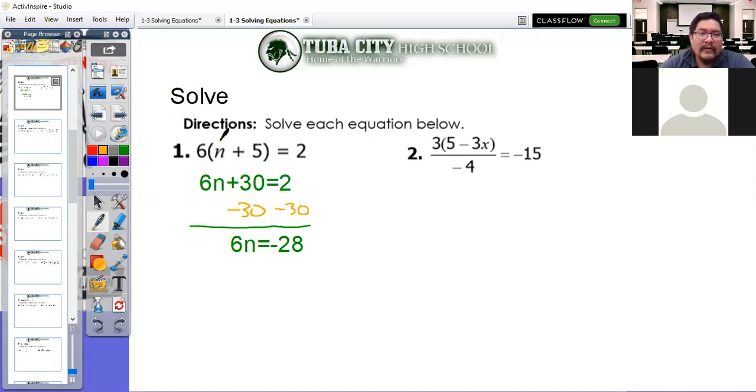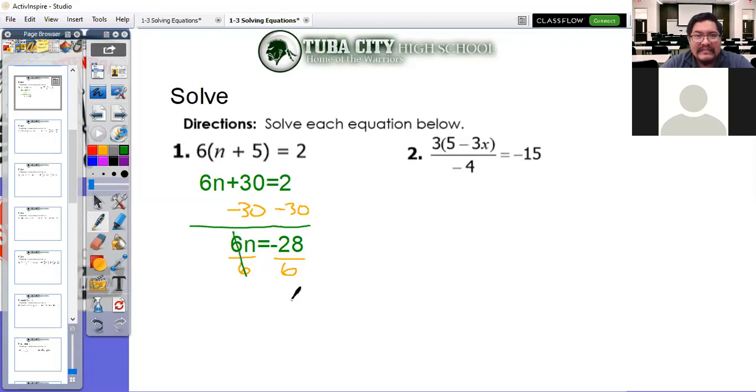Now, anytime you run into something like this, you always ask yourself, what are these numbers doing to the n, or whatever variable you're looking at? So here we have add 30. So we do the inverse of adding 30, which is minusing 30 from both sides. Now here we have 6 times n. So we do the inverse of timesing by 6, which in this case will be dividing both sides by 6.